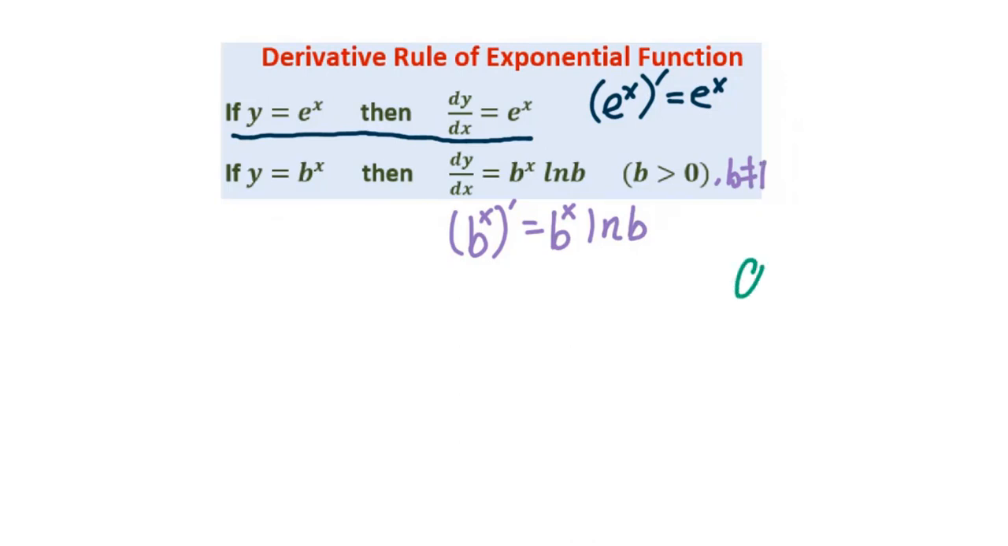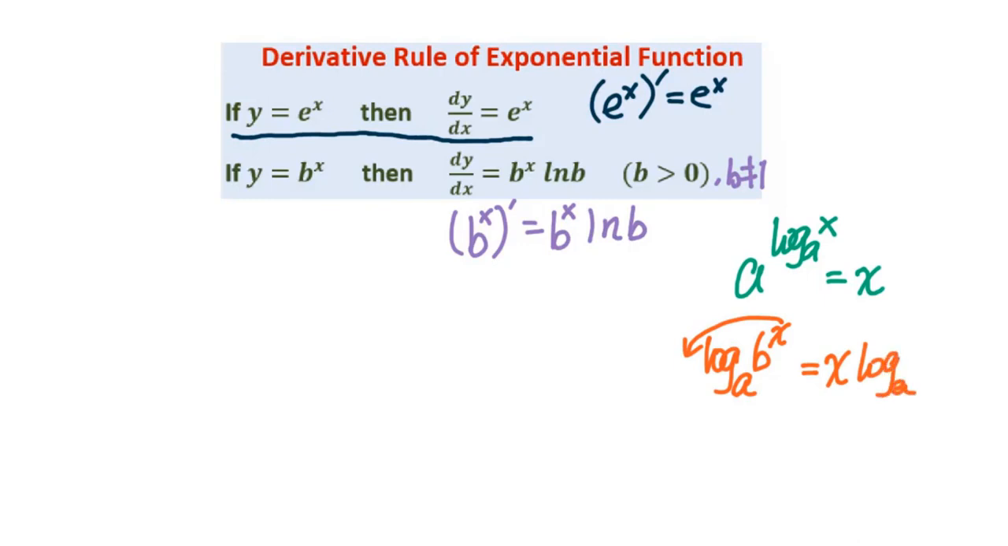As we know, we have log base a of a to the x equal to x. We call this the inverse rule of log. And also we know that if we have log base a of b to the x power, then we can take this x to the front. So we get x times log base a of b. So when we have b to the x power, I can write that as e to the natural log of b to the x power.